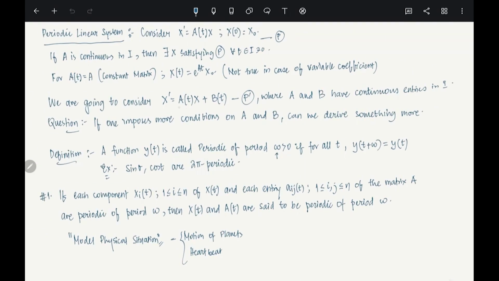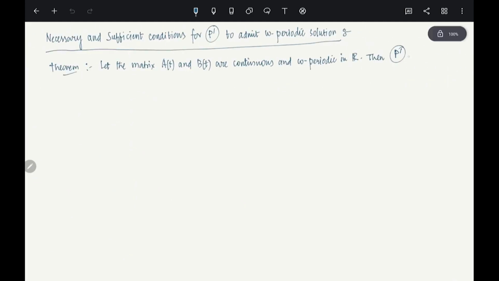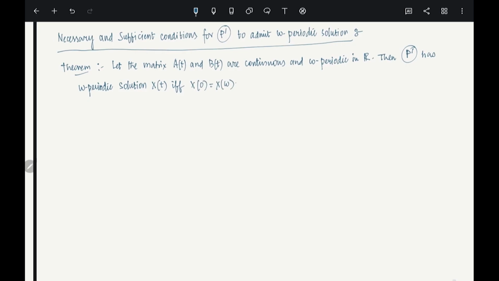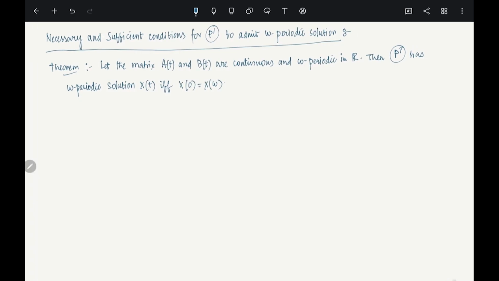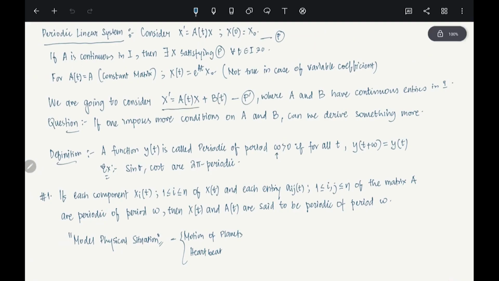Then this problem P prime, x prime equals A(t) times x plus b(t), has a W periodic solution x(t) if and only if x(0) equals x(W). Is this okay? That's the theorem. So essentially what it is saying is very simple. Think about it this way: P prime is the equation x prime equals A(t) times x plus B(t). If A is periodic and B is periodic, you expect your solution to be periodic, right? Kind of, yes. So that is what is happening here.